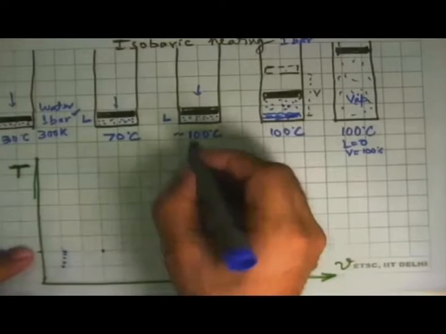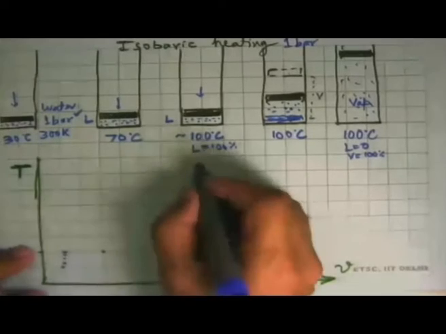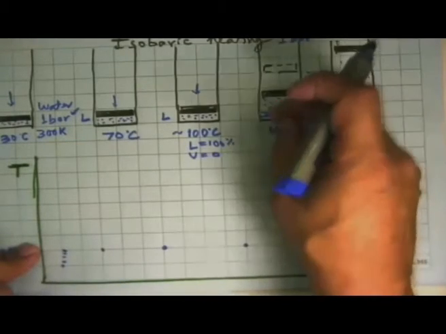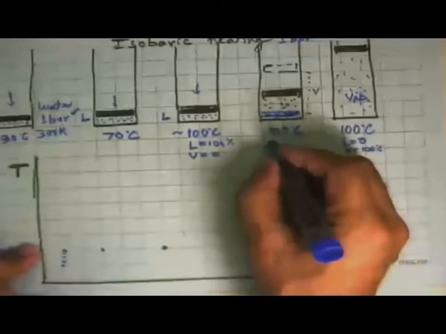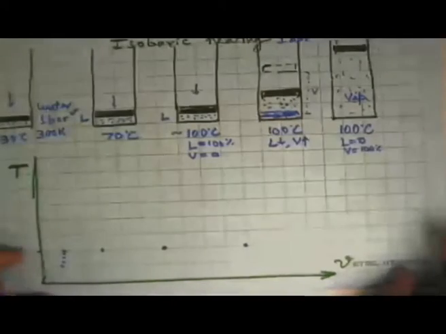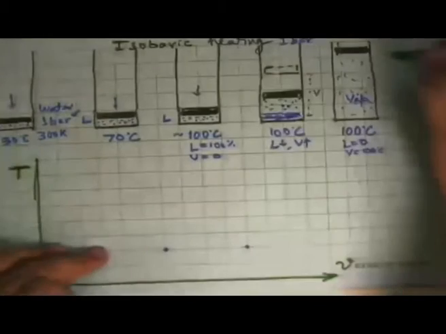In all these cases, it was only liquid 100%, vapor 0. In this case, as we kept heating a little bit, or as the piston kept rising, more and more of the liquid went into vapor phase. So liquid amount kept coming down, vapor amount kept increasing. The total mass of the system was still constant. Now we come to the next state.